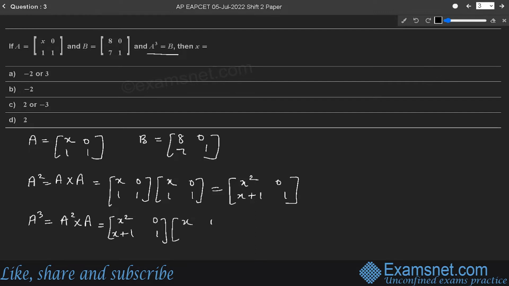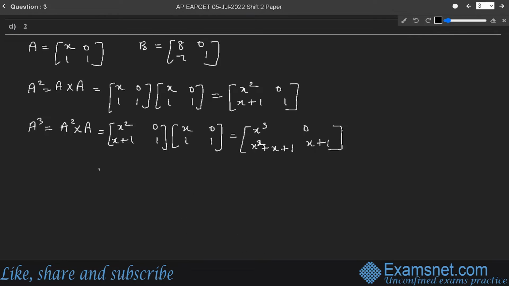A is x, 0, 1, 1. On multiplying both this matrix, we will get x cube, 0, x cube plus x square plus x plus 1, and here we will get x plus 1. We have found the value for A cube.